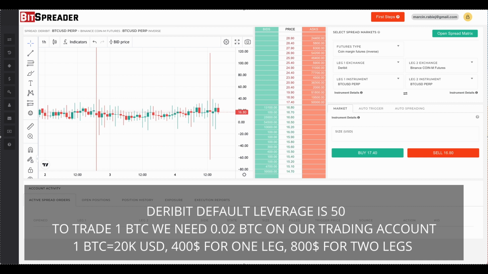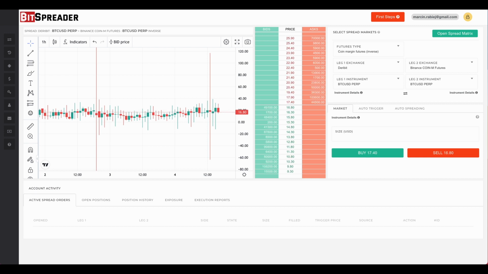That means that to trade 1 BTC, we need 0.02 BTC. With the current value of BTC close to $20,000, that is $400 as a margin for a single spread trade leg and $800 for both legs. In case we could execute our arbitrage trade with the profit of $50 while engaging $800, that would mean an incredibly high return on a single trade with no risk involved. But we have not calculated the trading fees yet.